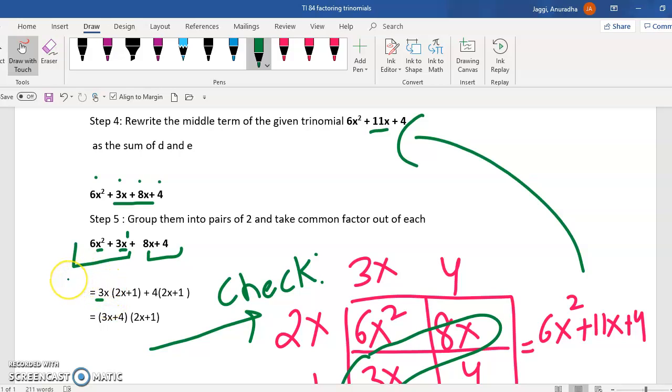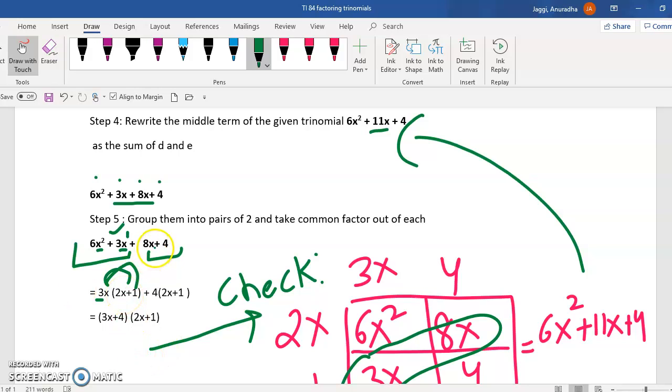Now we have written 3x outside. Now we have to make 6x squared. 3x times 2x makes 6x squared. 3x times 1 makes 3x. So that's how we get the next factor.